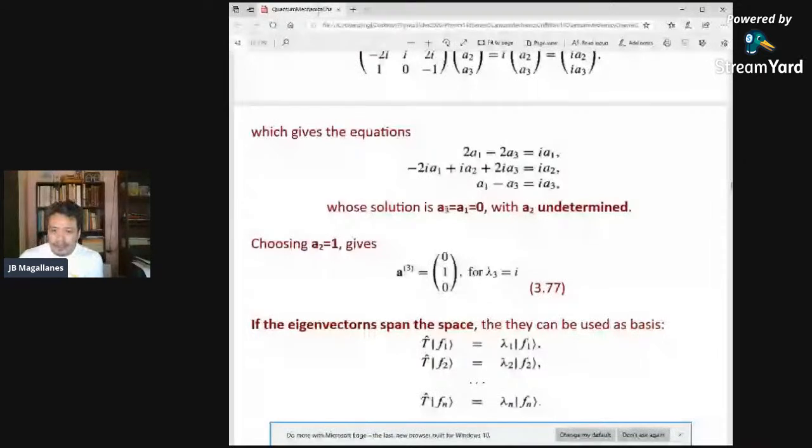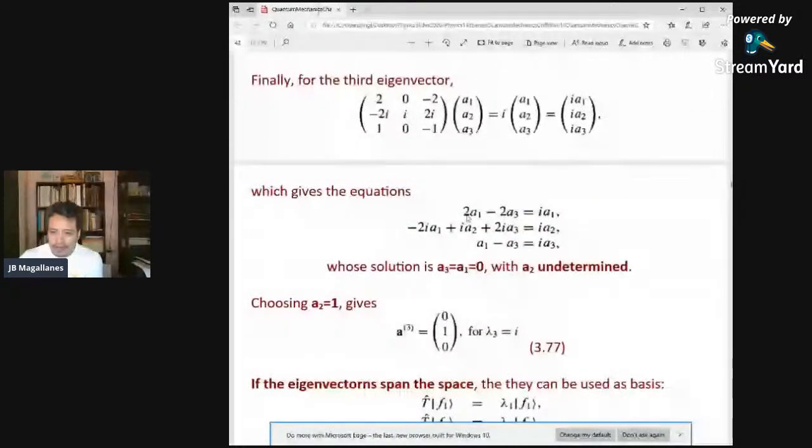For this first equation, you will have 2a1 minus 2a3 equal to ia1. How can this be? The only way that 2a1 could be equal to ia1 is when a1 is equal to 0, because there's no i on this side and you have i on this side. So a1 should be 0. And if a1 is 0, then a3 would also be 0. So that's what you get for this equation.